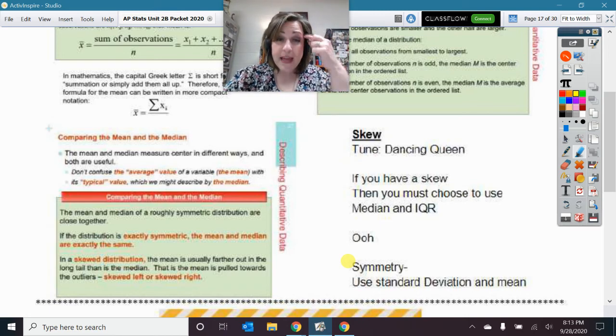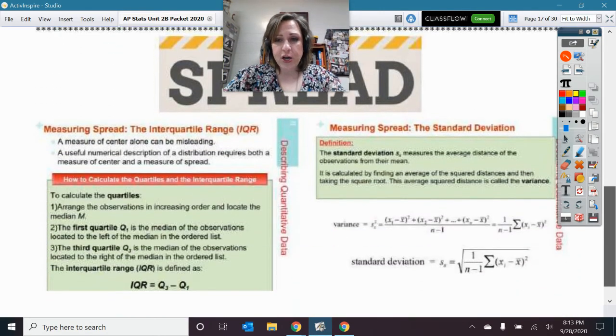Okay, so you have to make that decision as to which measures you're going to describe the distribution with. And then we have our spread.